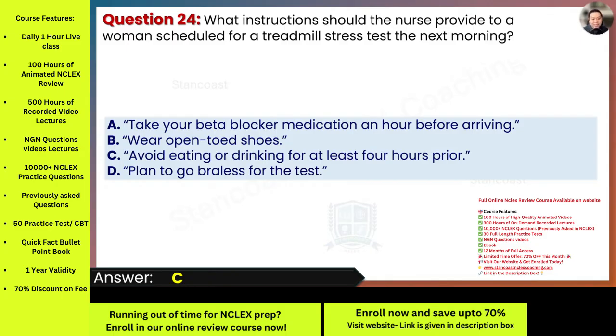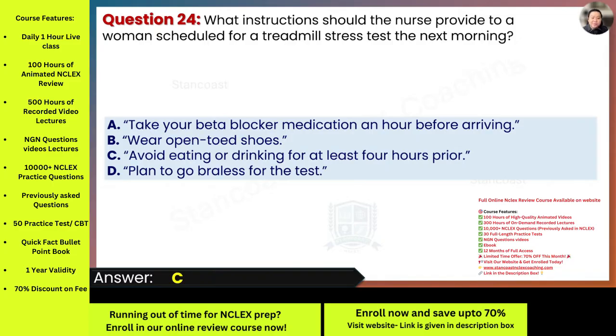Now, what about letter B? Wear open-toed shoes. Well, this is not appropriate for this procedure because when the client walks on the treadmill, the client needs sturdy shoes that will provide support and protection from any injuries. And open-toed shoes will lack the stability and protection necessary for safe movement, especially during a physically demanding test like this one.